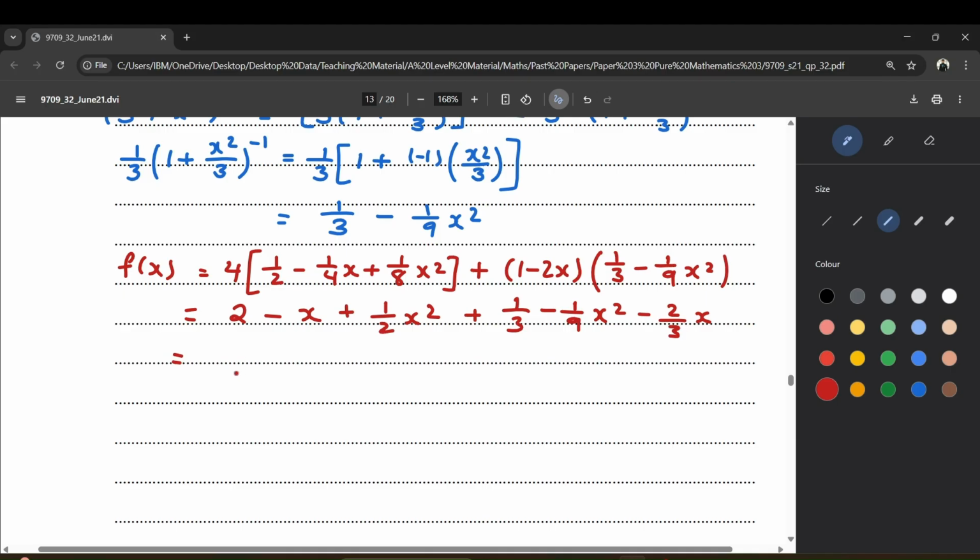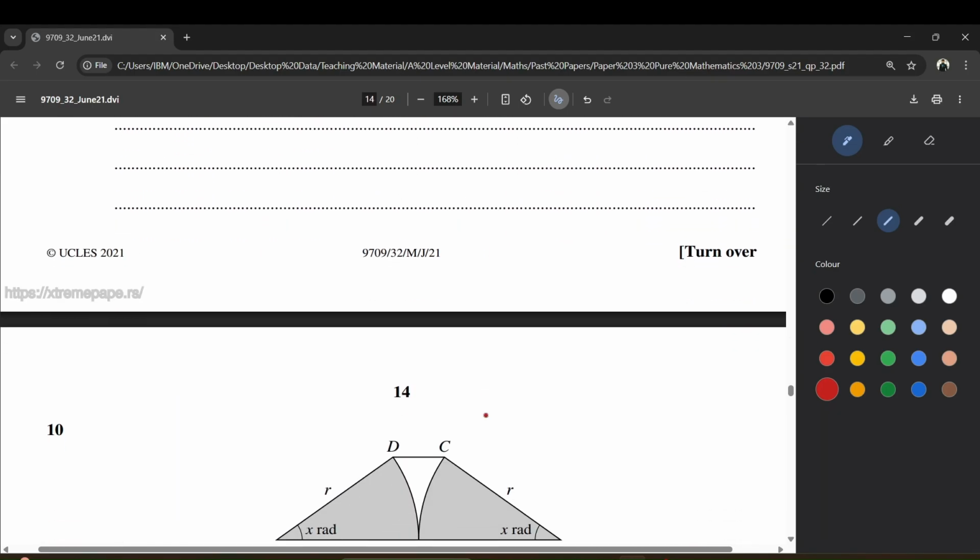So that will give us, let me write it here, 7 over 18x square. Then we have minus x minus 2 over 3. So minus 1 minus 2 over 3, that gives us minus 5 upon 3x. And here we add the constants. So 2 plus 1 over 3, that gives us 7 upon 3. Okay, so that is the answer to question number 9, part B.